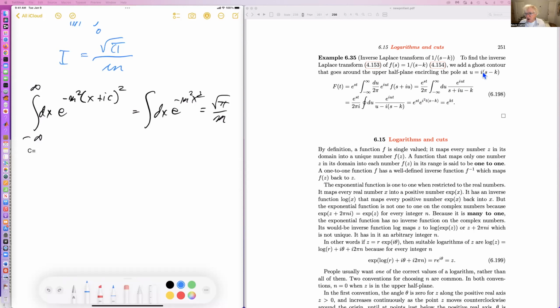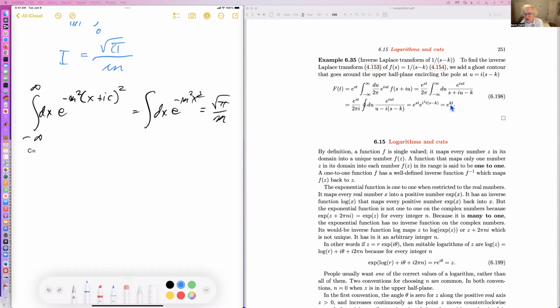It picks up the pole at u equal to i s minus k. And so we have this integral, and that cancels the 2 pi i, gives us this, which is e to the kt. And in fact, you can see that that was one of our standard formulas, namely that e to the kt has as a Laplace transform 1 over s minus k.